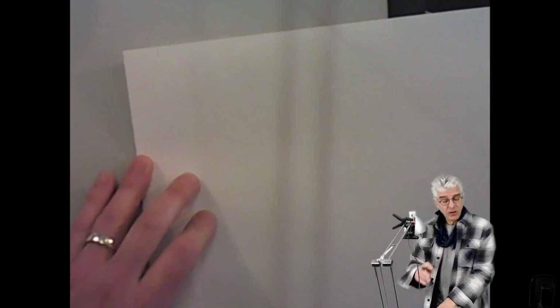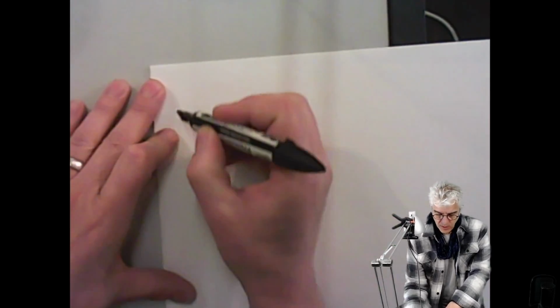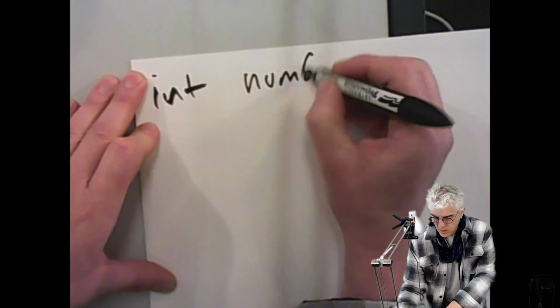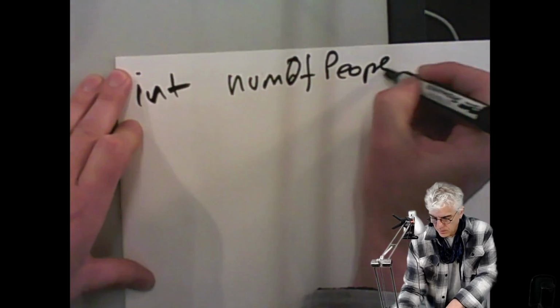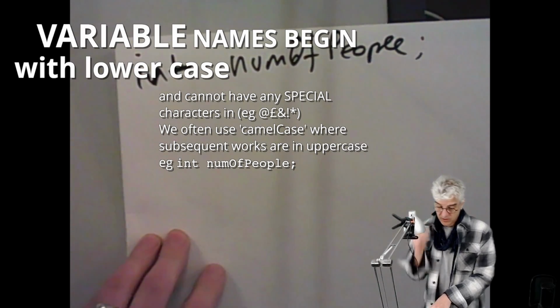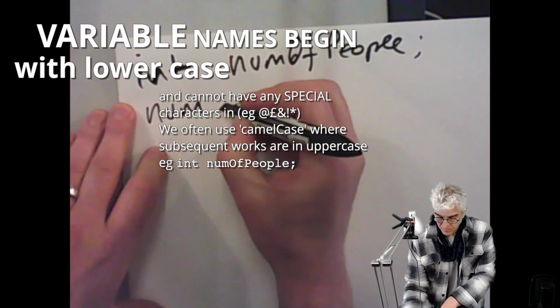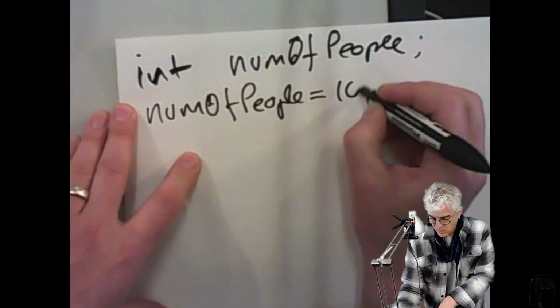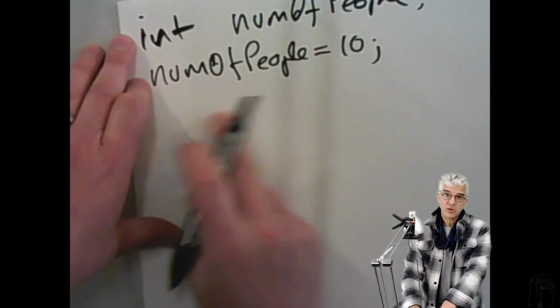So I have a condition, number of people coming to the barbecue. If it's 0, cancel the barbecue. Otherwise, yeah, let's have a barbecue. So we can look at that with the things that we've already learned how to do. We're going to make an integer called num of people, again using camel case, lowercase to begin with, and then capitals on the following words. And I'm going to say number of people equals 10. This could change all the time.